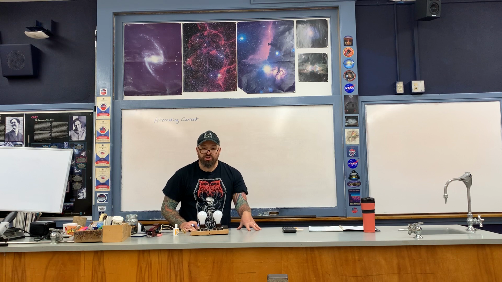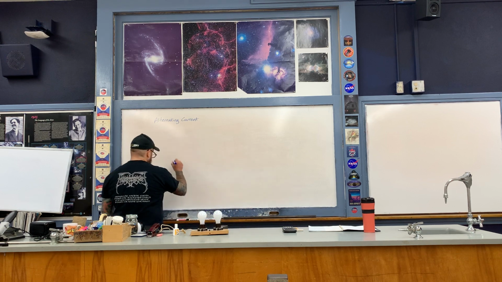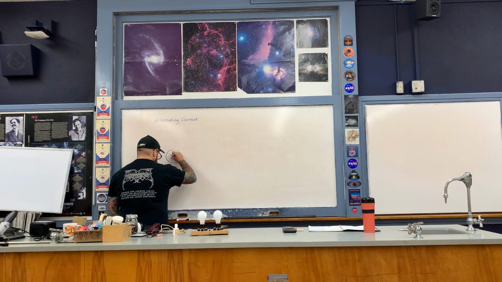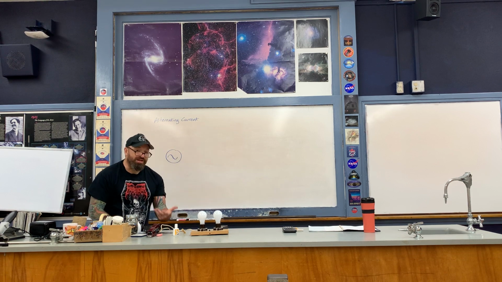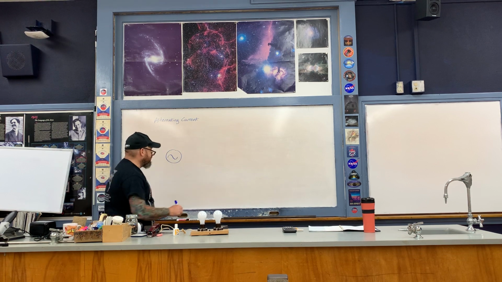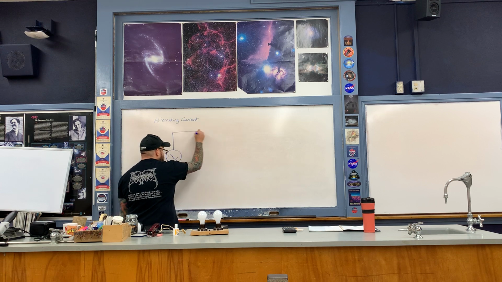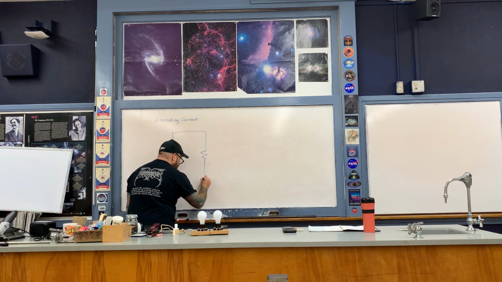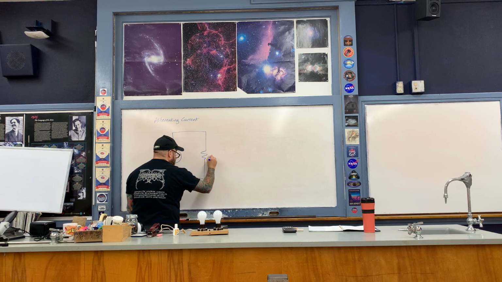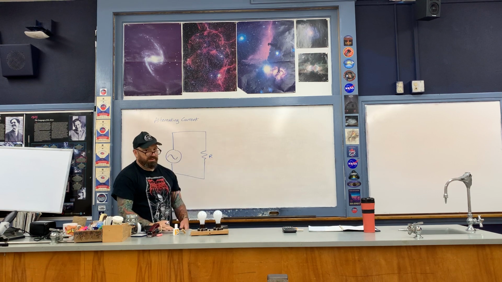The generator symbol is drawn like so. There's a little sine curve here for reasons as you'll see. And then let's say that I have my little hand cranked generator hooked up to my light bulb in my demonstration, and then right here is a resistance R.